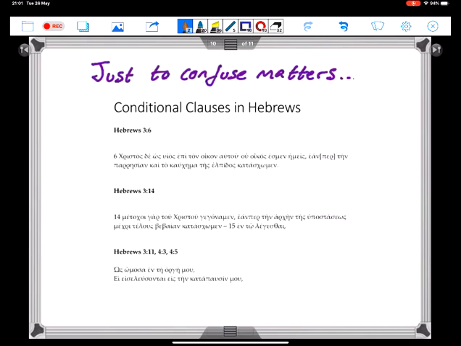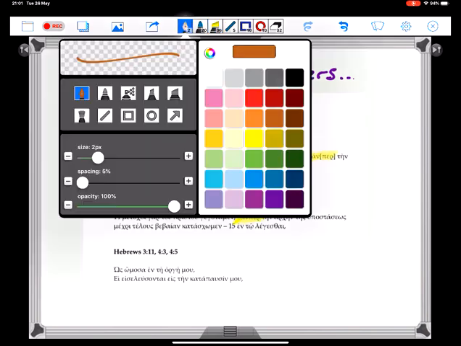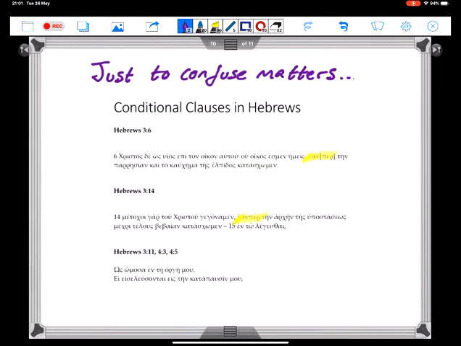Just to confuse matters. Okay, here's a couple of passages from Hebrews, where conditionals don't do quite what you expect. First of all, in the first two I've given you, you get ean per twice. That per, which is textually suspicious in the first one, gives you more of a sense of indefiniteness anyway. And then you've got your subjunctives.